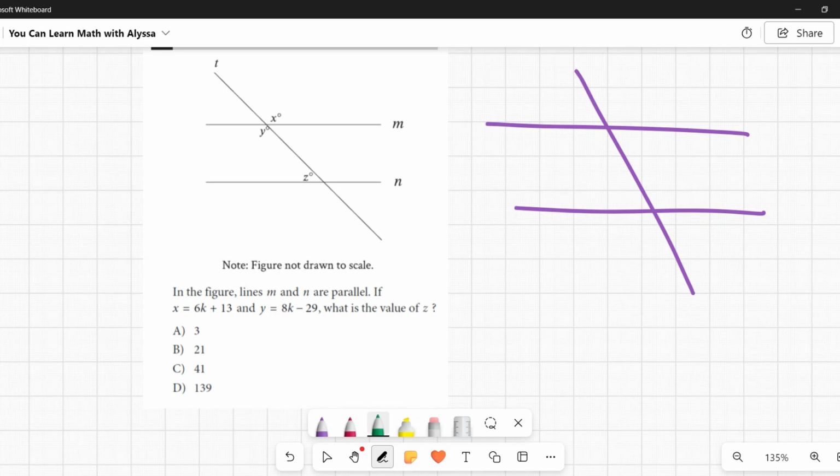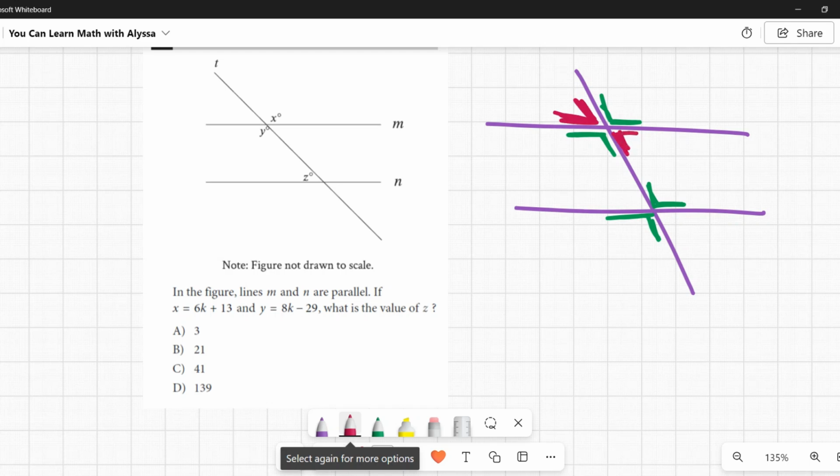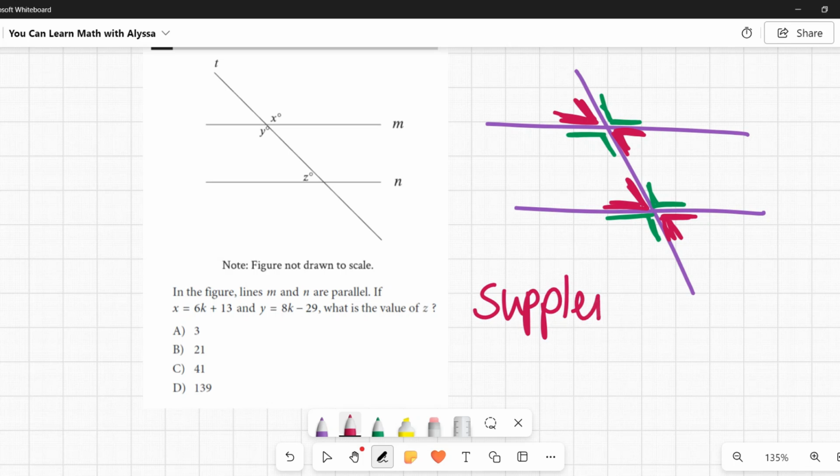There are going to be matching sets of angles. So all these that I'm highlighting in green here are matching, and all these that I'm doing in red also match. So all the greens match each other and all the reds match each other. And the reds and greens are always supplemental, so they will always add up to 180. Any green plus any red will add up to 180 degrees.